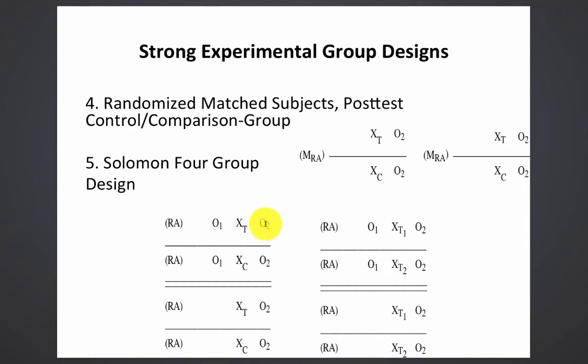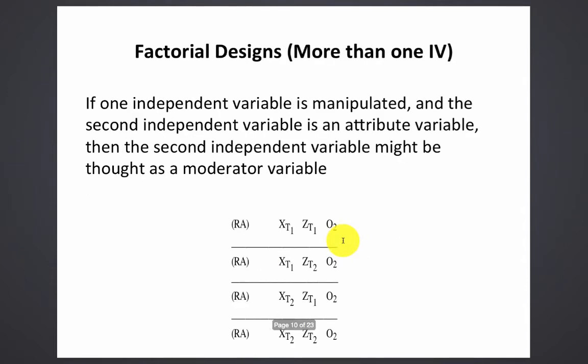Going back to the factorial design, 4 groups again. One of the variables is an attribute variable. Males, for example, taking care of the first 2 rows. Females taking care of the second 2 rows. And we're going to look at the effect of our experimental variable, Z, on the outcome variable for males only. Then we're going to compare those results to what happens for females only. And so this is the factorial design. One manipulated variable and another attribute variable.